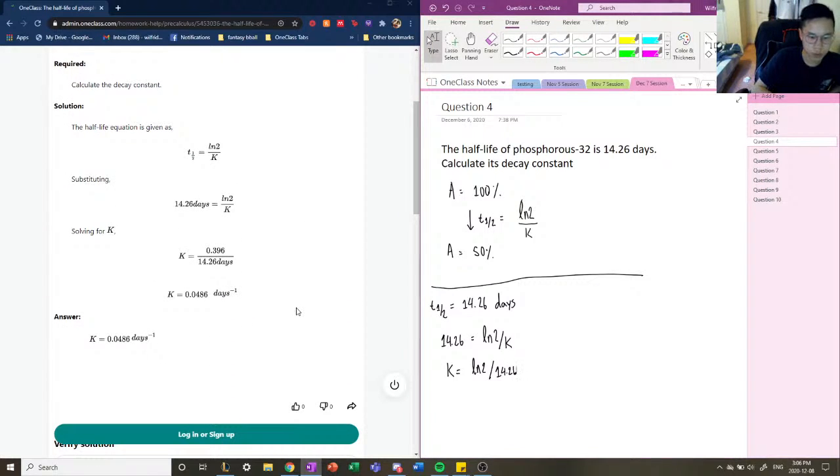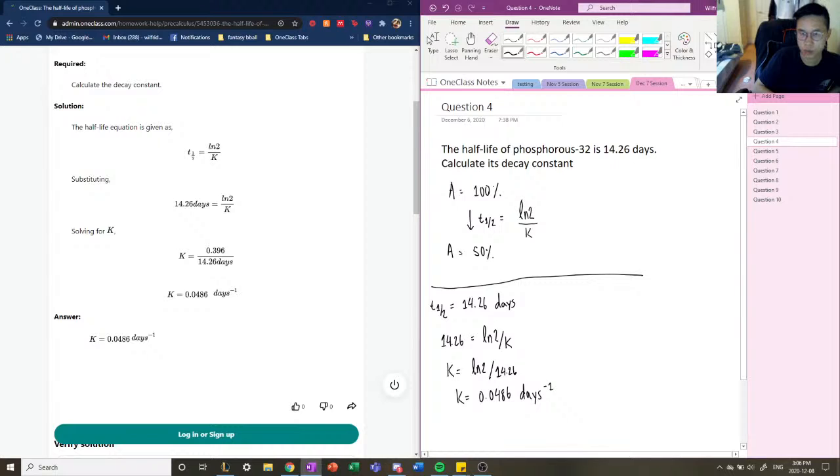So the decay constant is going to be 0.0486, and the unit of the decay constant is going to be whatever it takes to cancel out this. Since ln of 2 doesn't have any units, and this has a unit of days, when we're isolating for k, we have to get rid of these units here. So k is going to be days inversed.